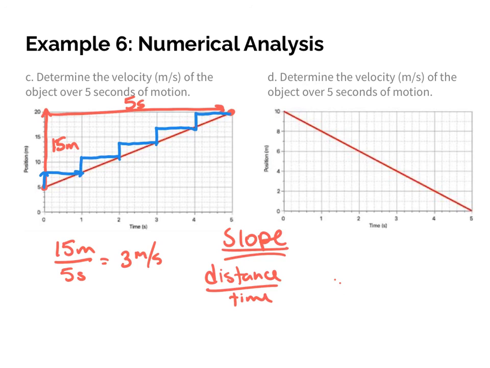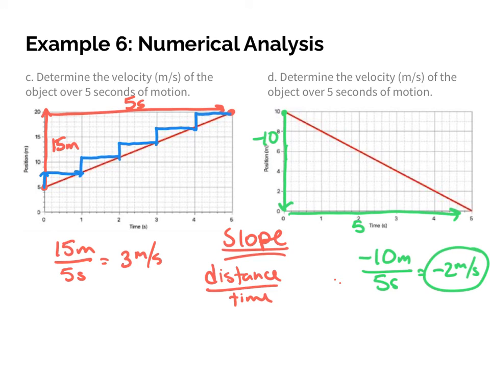All right, try this one and the last one. I want you to pause the video, try D. What would be the velocity of that object over that 5-second interval? All right, you should notice it goes down 10 meters in 5 seconds. So dividing those two out, it would be negative 2 meters every second. Okay, now what does that negative tell us? That negative does not tell us it's losing speed, but that negative tells us that it's going in a negative direction.